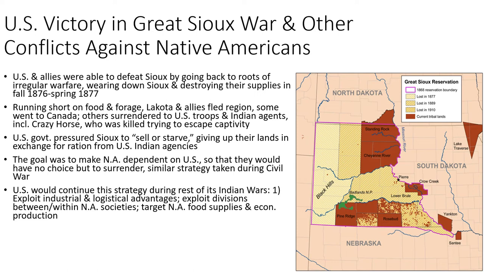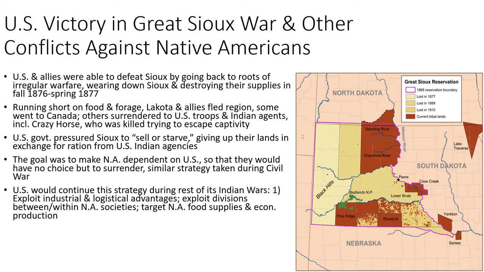The U.S. government pressured the Sioux to sell or starve, to give up their lands in exchange for rations from the U.S. Indian agencies. And the goal was to make Native Americans dependent on the U.S. That way they would have no choice but to surrender, and they wouldn't rise up again in the future. And this is a similar strategy actually taken with Confederates in the Civil War during things like Sherman's March to the Sea and Phil Sheridan's Shenandoah Valley campaign. It's just prosecuted much more aggressively against Native Americans.